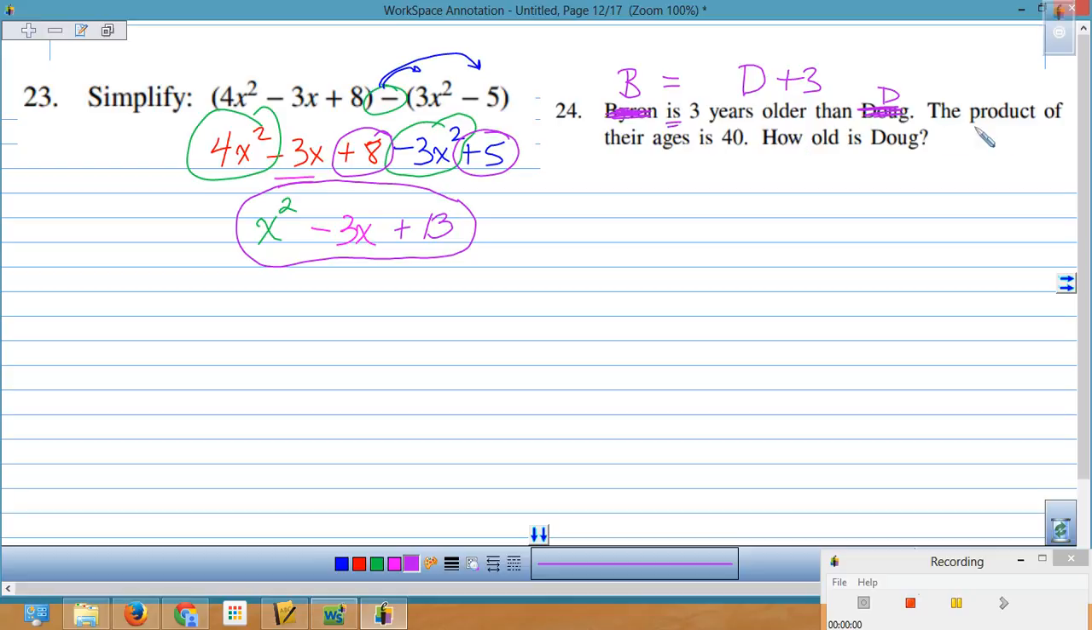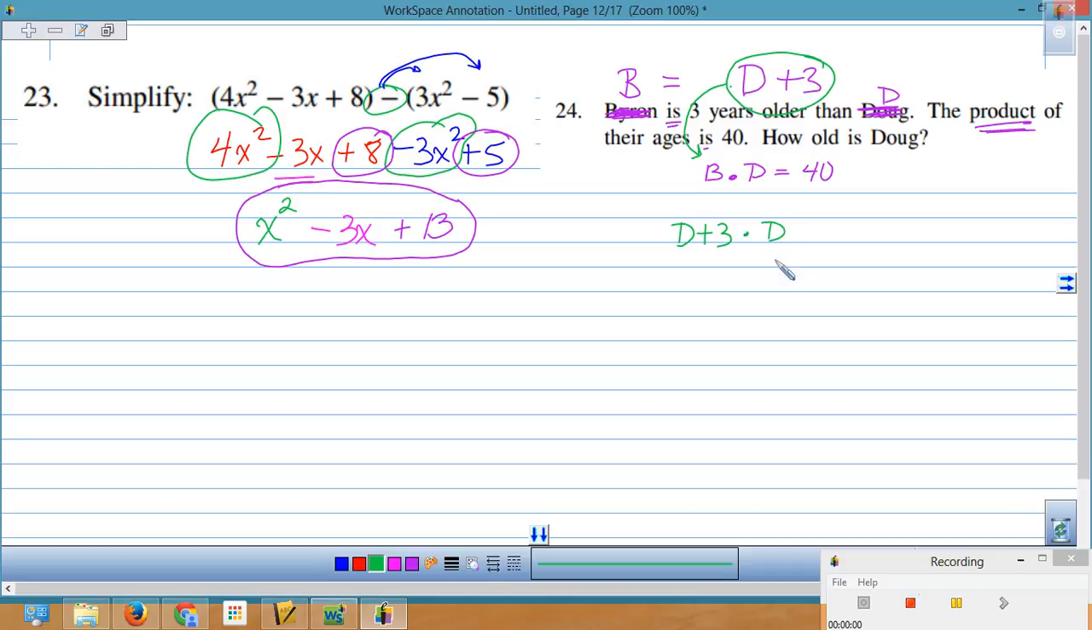And then it says the product. Product, that's one of those vocab words you need to know. It means you need to multiply. We're going to multiply Byron and Doug, and is, this means equals 40. So B times D equals 40. And then we know that B equals D plus 3. Well, knowing that, we can take D plus 3 and plug it in for B. So we can write D plus 3 times D.